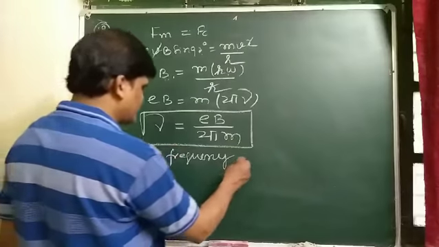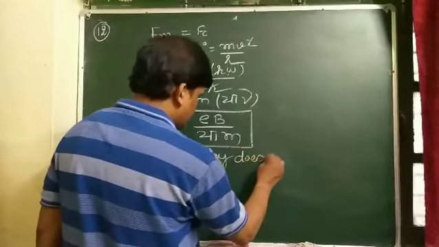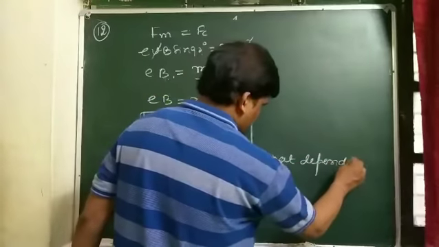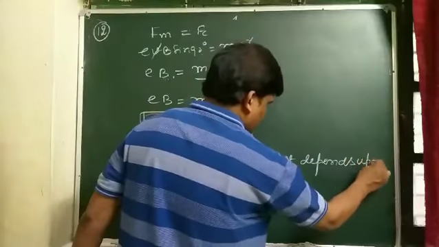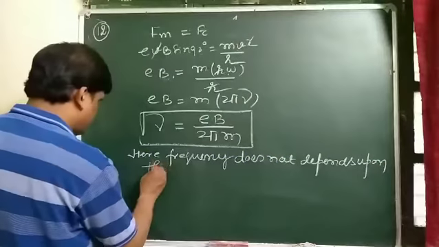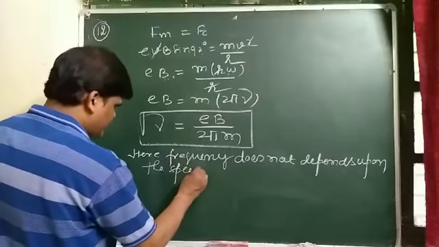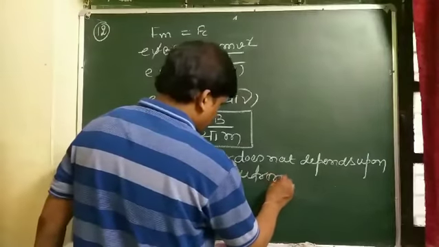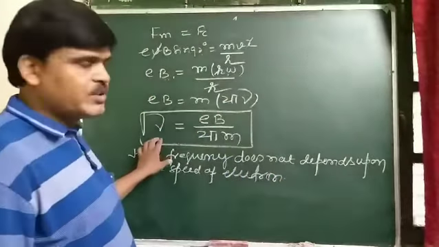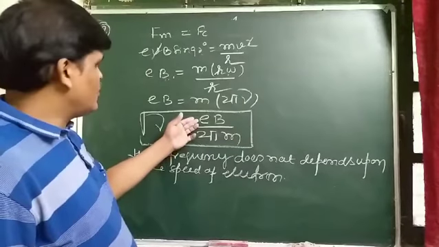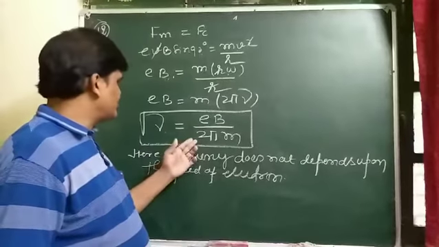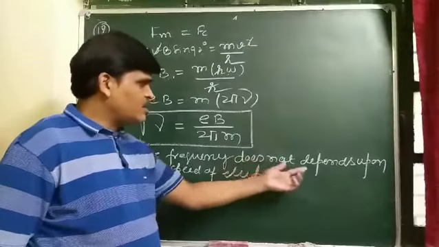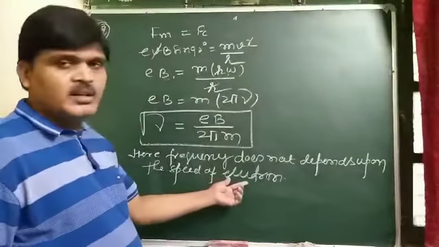So the frequency does not depend upon the speed of the electron, because in this expression of the frequency there is no v. So frequency does not depend upon the speed of the electron.